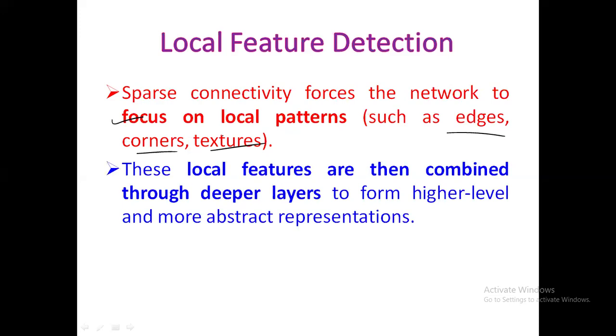By limiting the receptive field to a small window, the convolution layer examines precisely those local neighbors and learns to detect important local patterns. As we move to deeper layers, the network can combine the local features to form higher level, more abstract representations such as shapes or object parts. This hierarchy of features emerges naturally due to sparse connectivity.